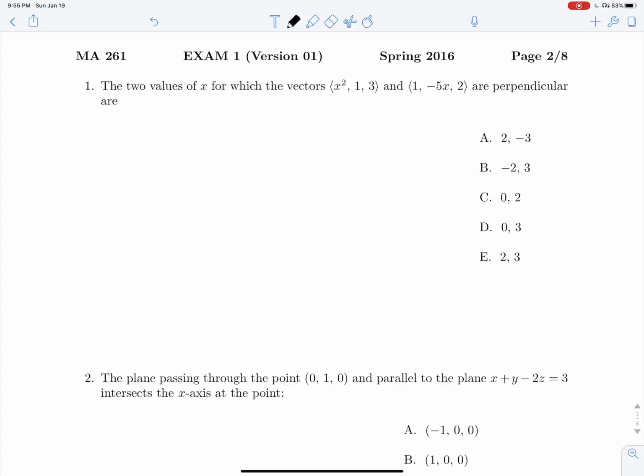Question number 1. The two values of x for which these two vectors are perpendicular are what? So we know that two vectors are perpendicular if their dot products are 0, so let's set that up.